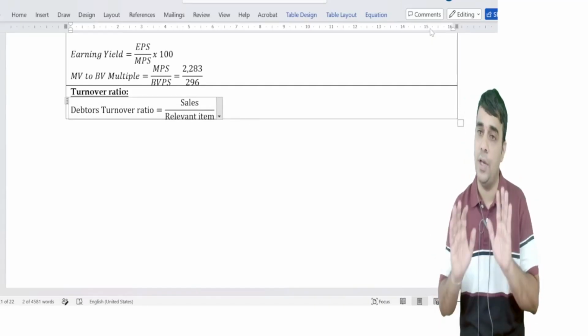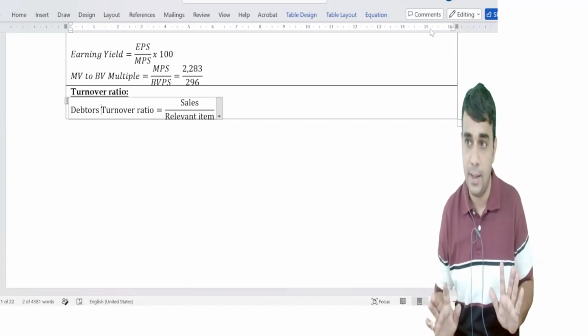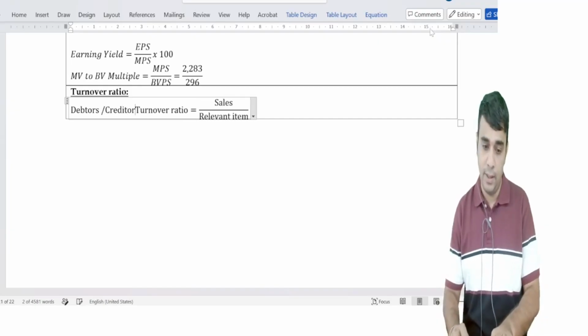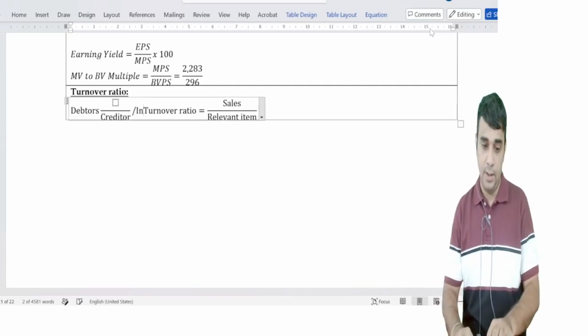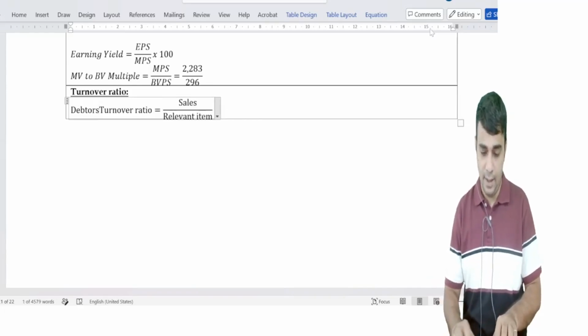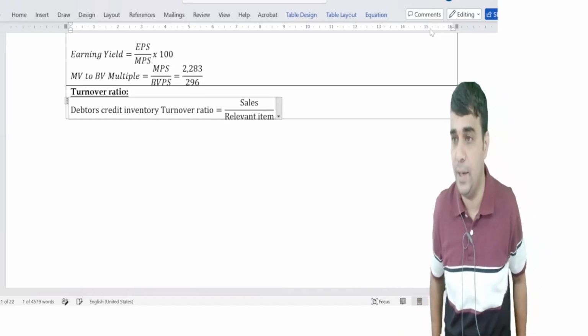Debtor turnover ratio, denominator debtor. No doubts in that. I'll come to the numerator in a minute. Creditor turnover ratio, denominator creditor. Debtor, creditor, inventory. These three may have a different numerator.